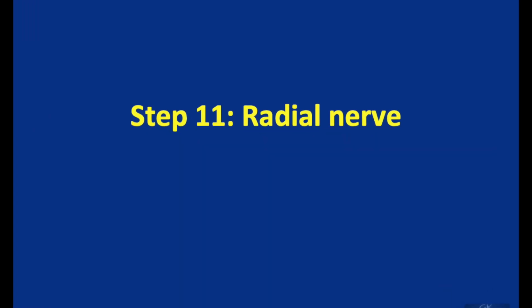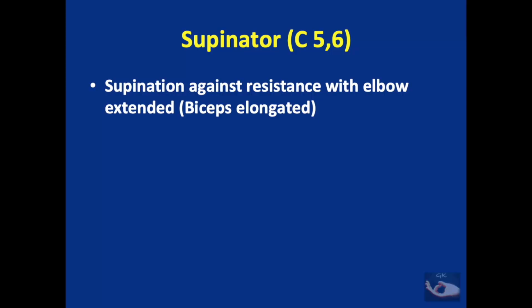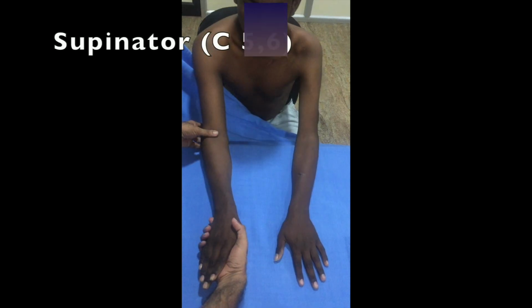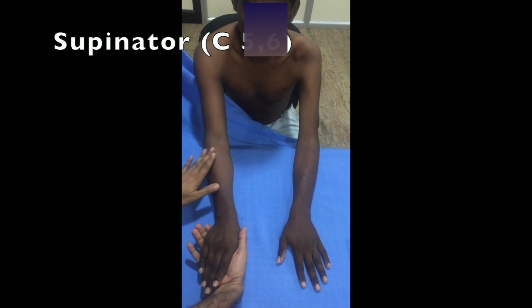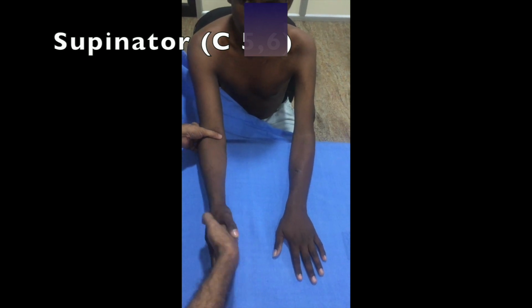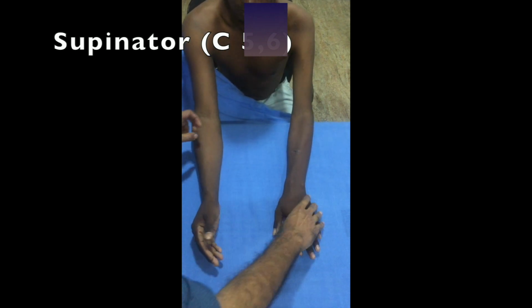The radial nerve is next evaluated by examining the following muscles: the supinator, the triceps, brachioradialis, extensors of the wrist, fingers and the thumb. When testing the supinator, we must remember that the biceps must be kept elongated, that is, the elbow must be kept extended. The patient is asked to forcefully supinate the forearm against resistance.